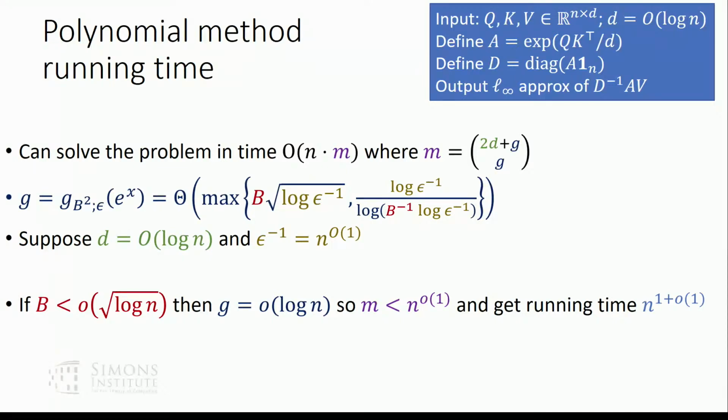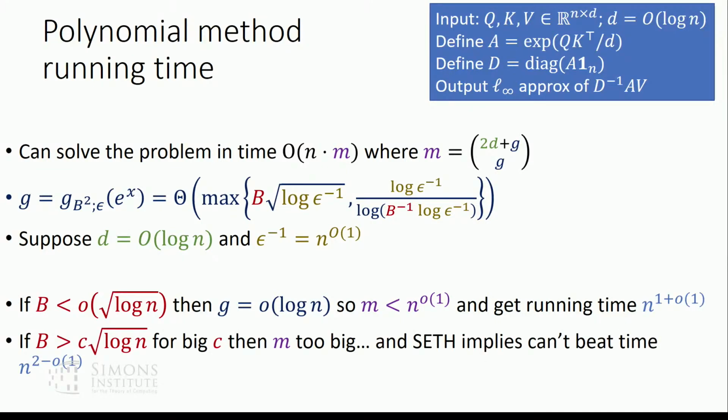And by contrast, you can see once b is just a bit bigger, like some big enough constant times square root of log n, then g is now some constant times log n, and now m is like some constant times log n choose another constant times log n. It's really polynomial in n. So this algorithmic approach no longer works when b gets to some constant times square root log n. And furthermore, by the lower bound we talked about before, assuming Ceph, there's no algorithm that can beat n to the 2 minus little o of 1 in this case. Not only can this polynomial not beat it, but assuming Ceph, no algorithm could beat it.